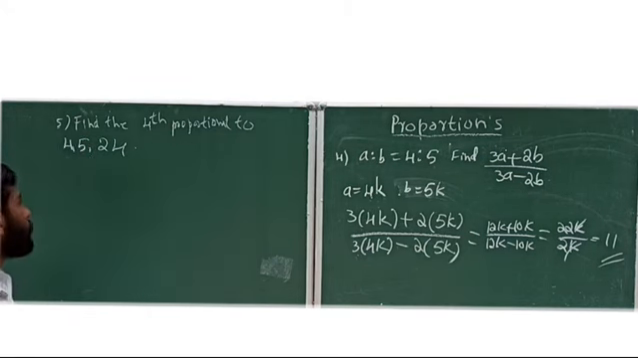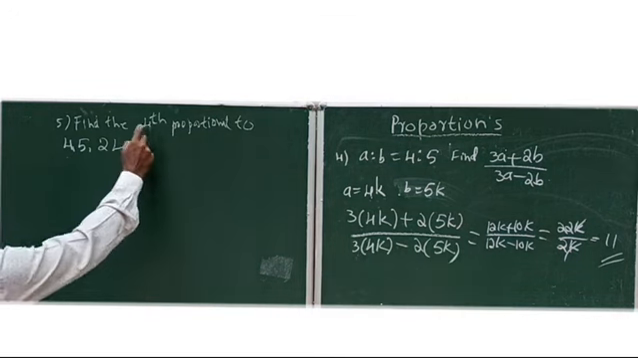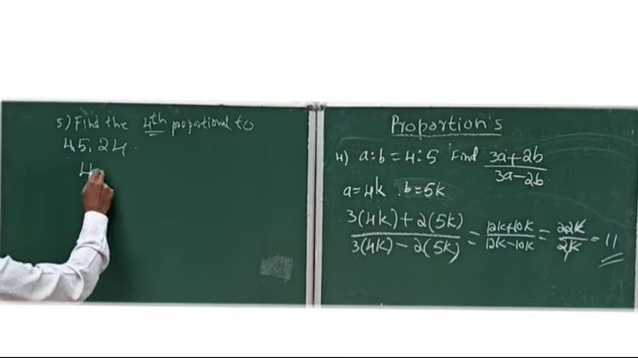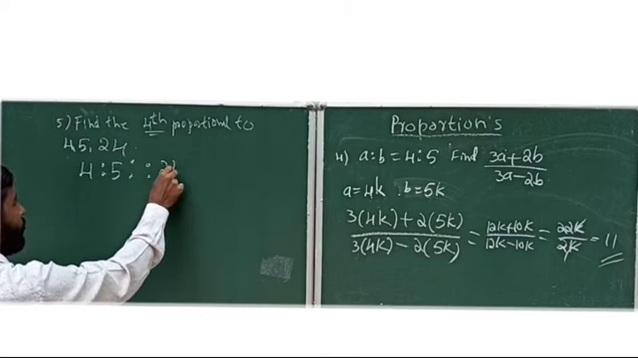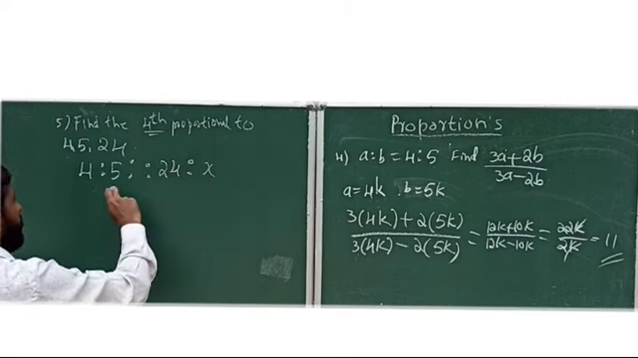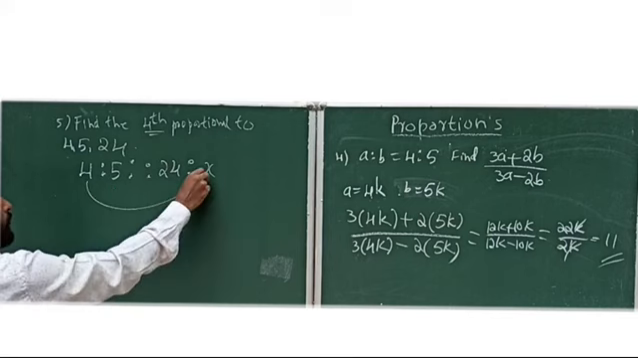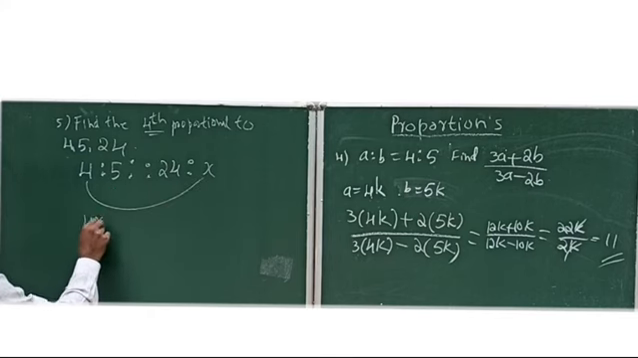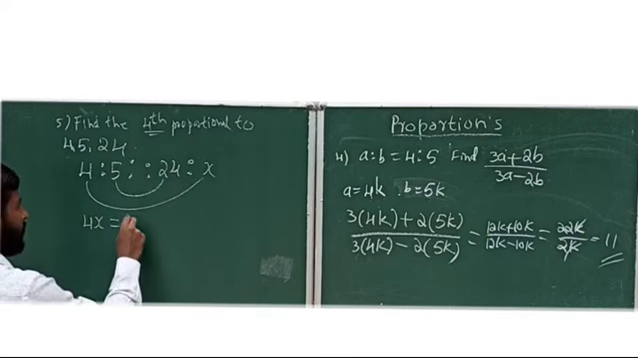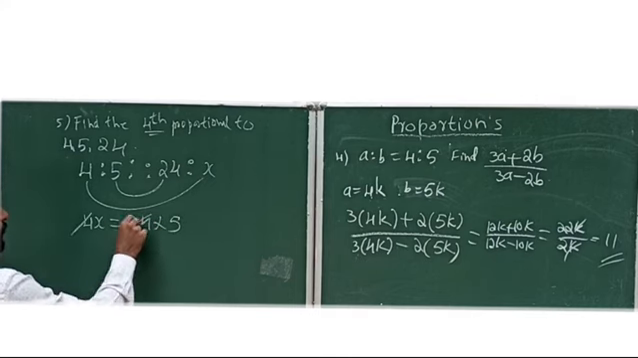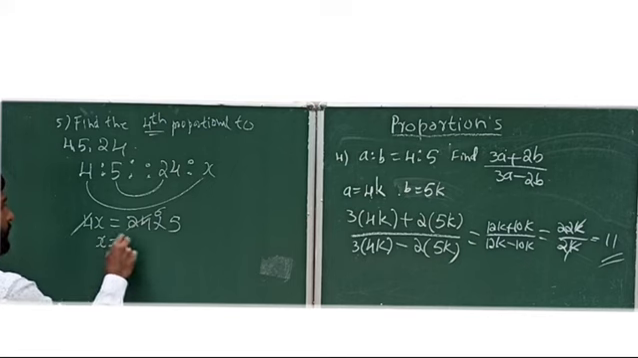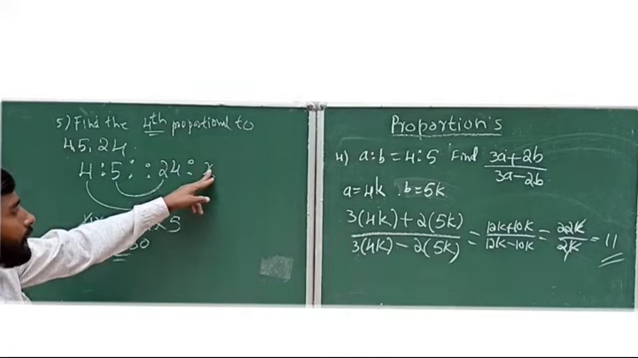Find the fourth proportional to 4, 5, 24. See, the question is fourth proportional, so you need to write it as 4 is to 5 is proportional to 24 is to x. Proportion is given, product AD, 4x is equal to product BC, 24 into 5. 4 ones are 4, 6s are 24. x is remaining, 6 5s is equal to 30.